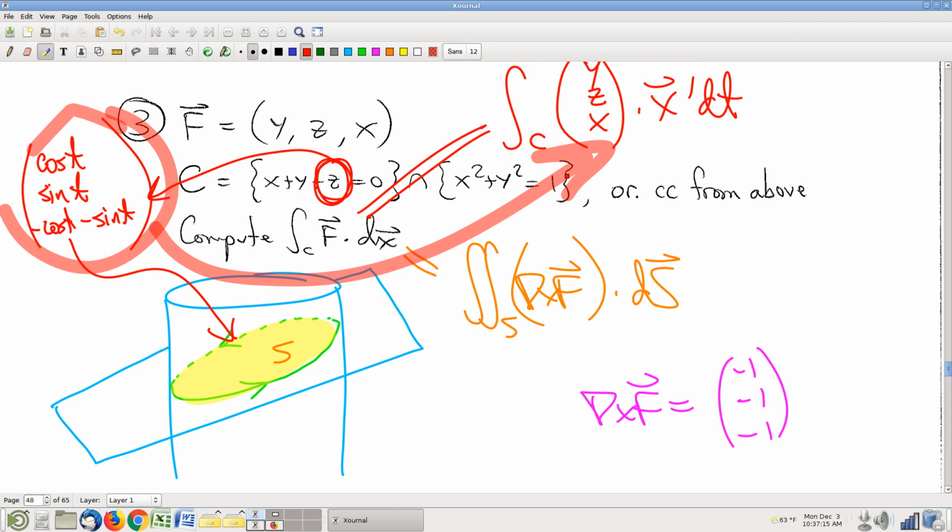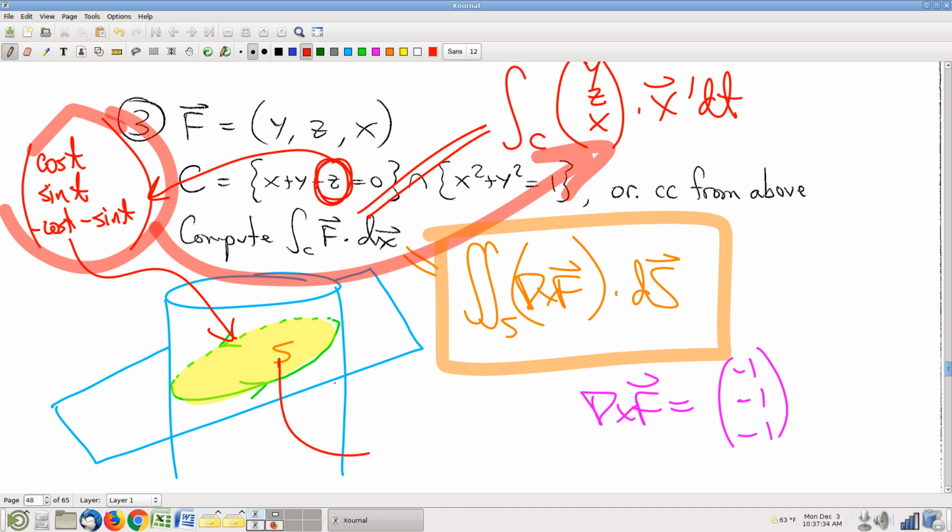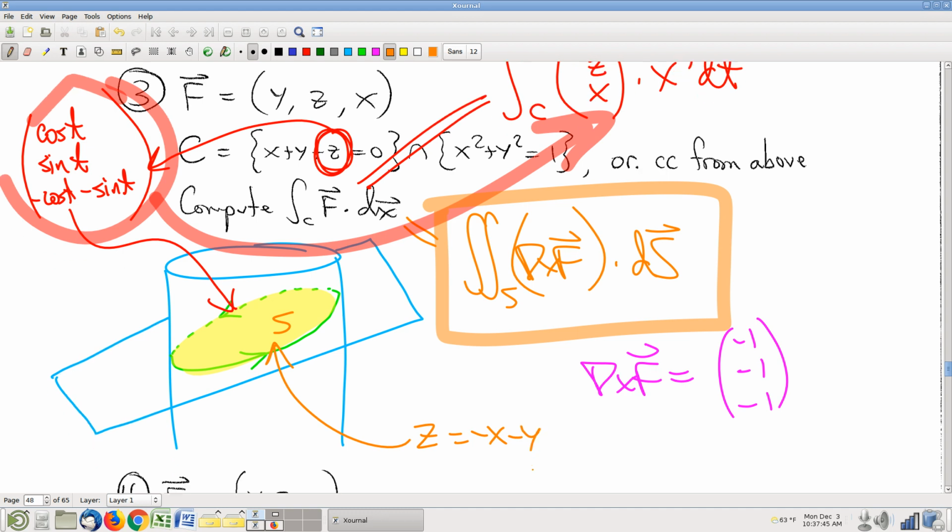Again, the alternative here, using Stokes' curl theorem, well, the curl is constant, and that's nice, but I do have to parameterize that surface. Not that that's particularly bad. This surface, again, it's easy to write with the graph parameterization. Z is a function of x and y on this surface. On this surface, z is equal to negative x minus y. So the graph parameterization is pretty straightforward.